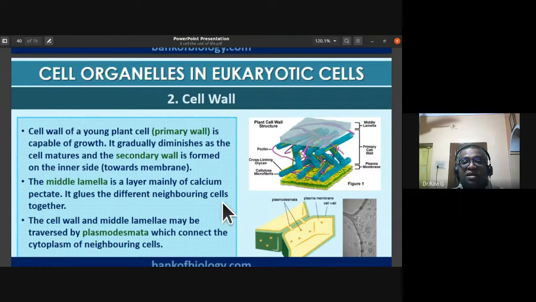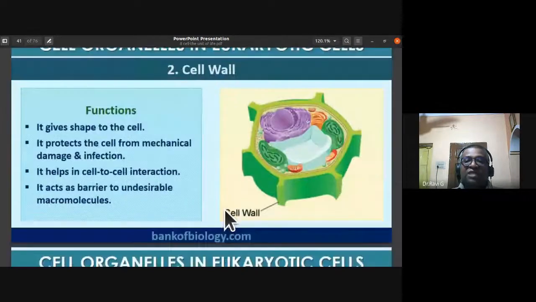That is about the cell wall. The functions of the cell wall: it gives shape to the cell. It protects the cell from mechanical damage as well as infection. It helps in cell to cell interaction by having the plasmodesmatal connection. It acts as a barrier to undesirable macromolecules.